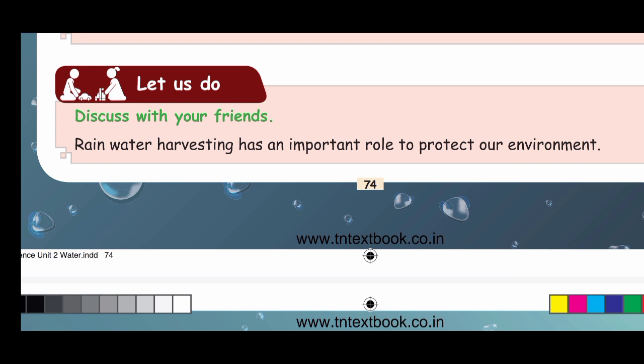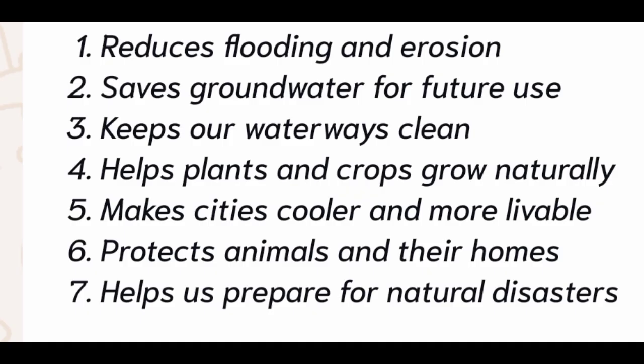Let us discuss with your friends. Rainwater harvesting has an important role to protect our environment. So let's give some points for rainwater harvesting. First, it reduces flooding and erosion. Second, saves groundwater for future use. Third one, keeps our waterways clean. Fourth one, helps plants and crops grow naturally.